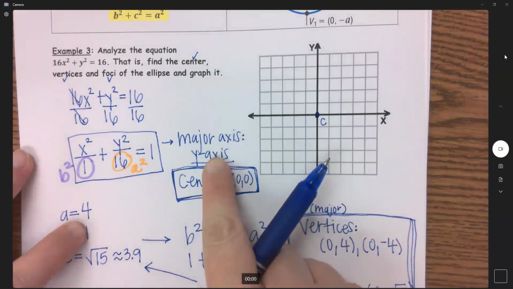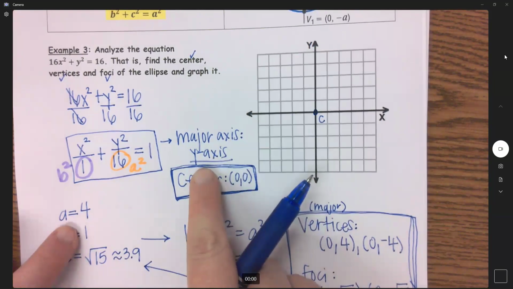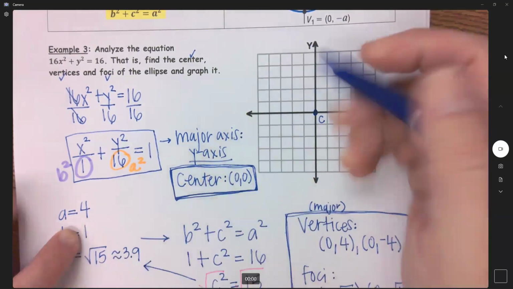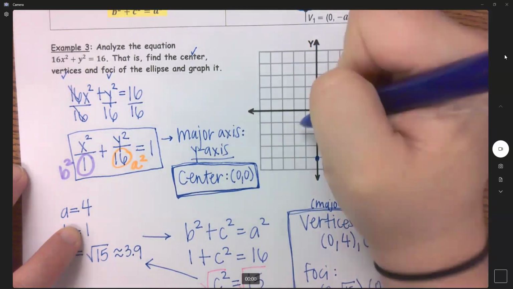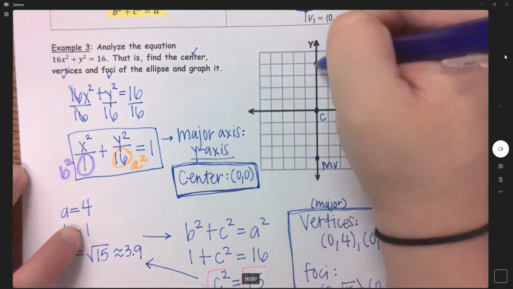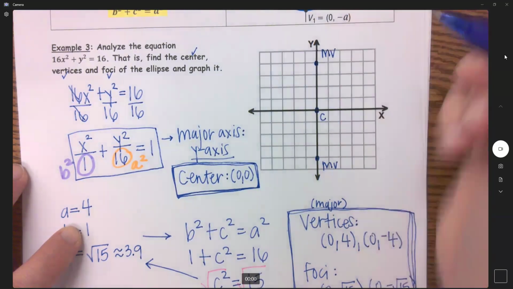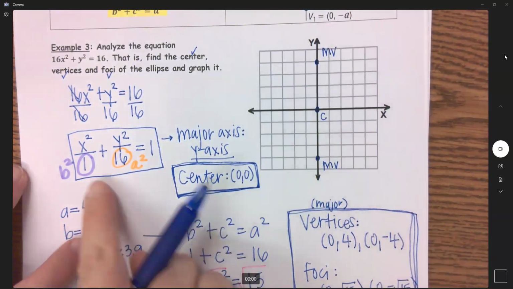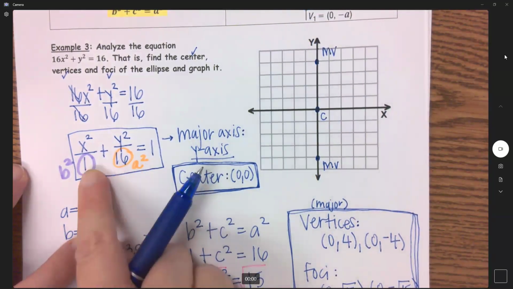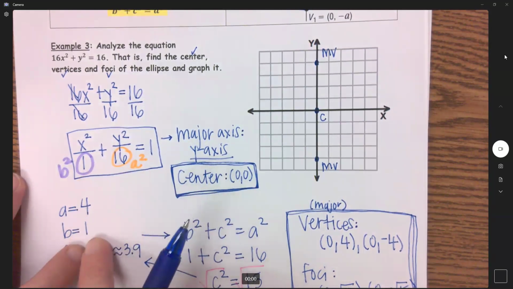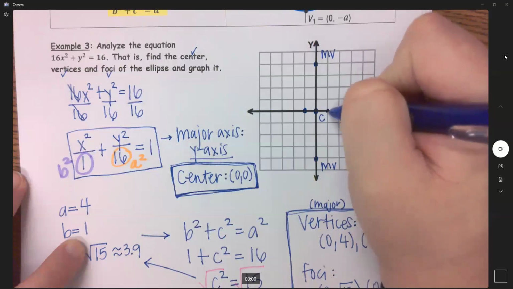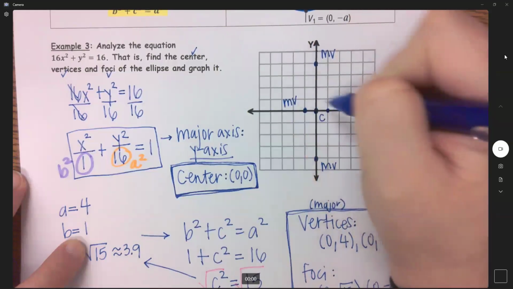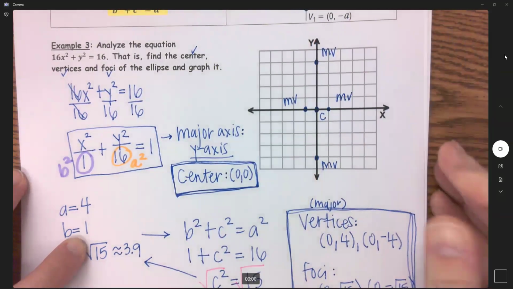Because my major axis is along the Y, when I use A, I'm going to go down 4 for my major vertice and up 4 for my major vertice. These numbers are very far apart, so this is going to be pretty skinny. My B is left and right one for my lowercase mv, my minor vertices.